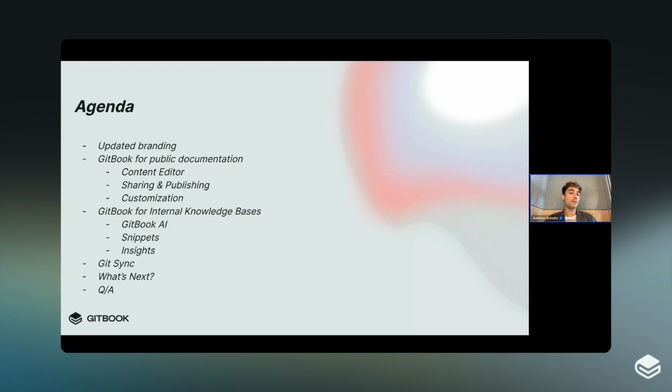And then we'll take a look at GitBook for internal knowledge bases. We've seen a lot of teams start using GitBook for harnessing company knowledge, and we've been adding a lot of features that, like I said, you've probably seen already. Things like GitBook AI, Snippets, Insights, and a lot more. So we'll definitely cover all of that in today's webinar.